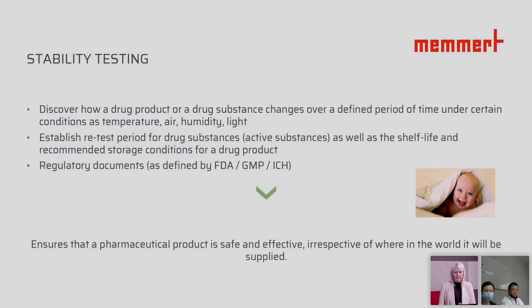Ensuring the pharmaceutical product is safe and effective, irrespective of where in the world it will be supplied. And this, I think we all know, you can get APIs from different countries. You can manufacture your product. You will export it to different countries. So we follow guidelines and rules to have safe products, which are going to be tested according to the conditions in which the product is then also finally going to be used.